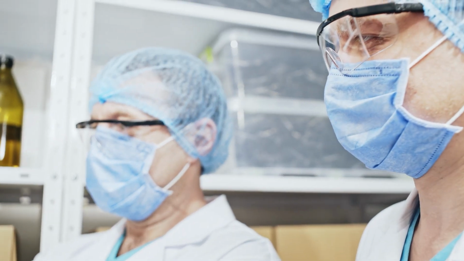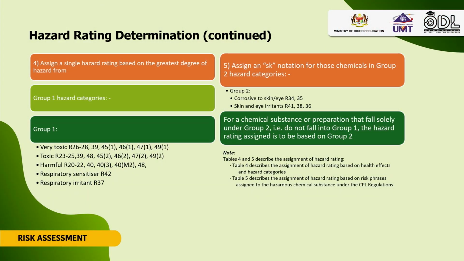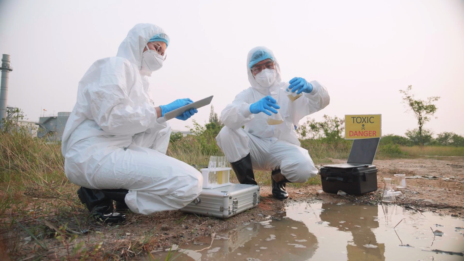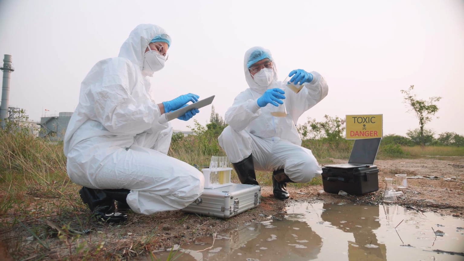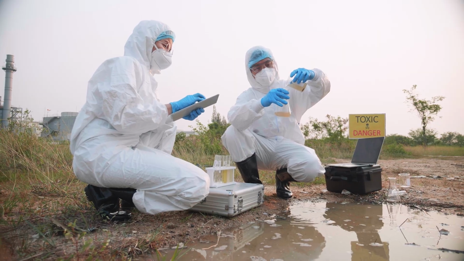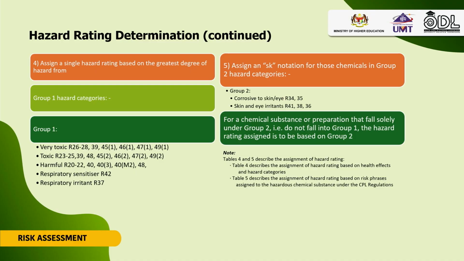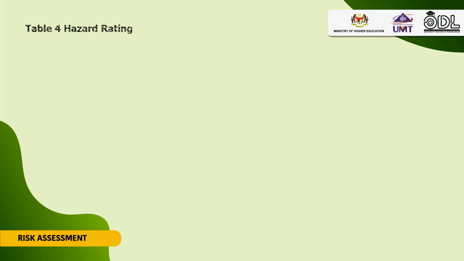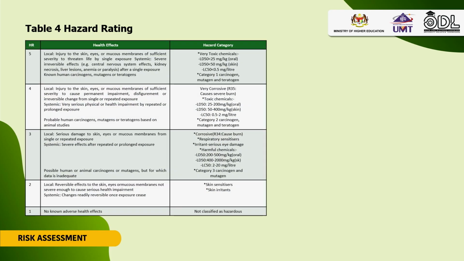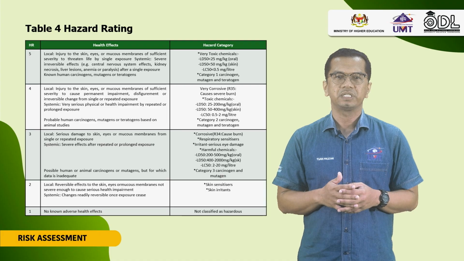Step 5. For chemicals falling under Group 2, assign an SK notation, indicating risk from skin or eye exposure. If a substance falls solely under Group 2 and not Group 1, the hazard rating should be based on Group 2 classifications. Refer to Tables 4 and 5 for detailed rating methods, Table 4 for health effects, and Table 5 for risk factors under CPL regulations.